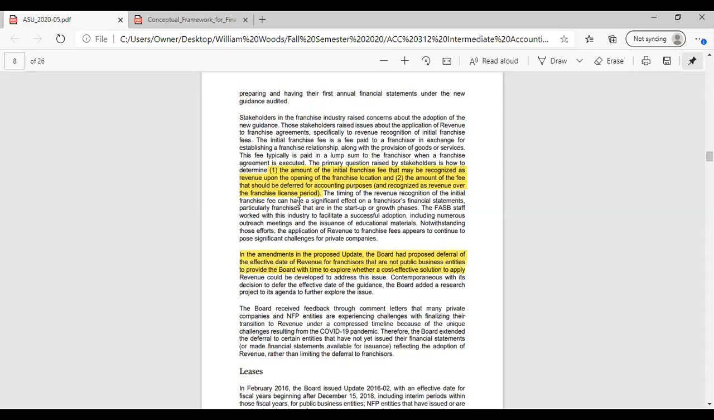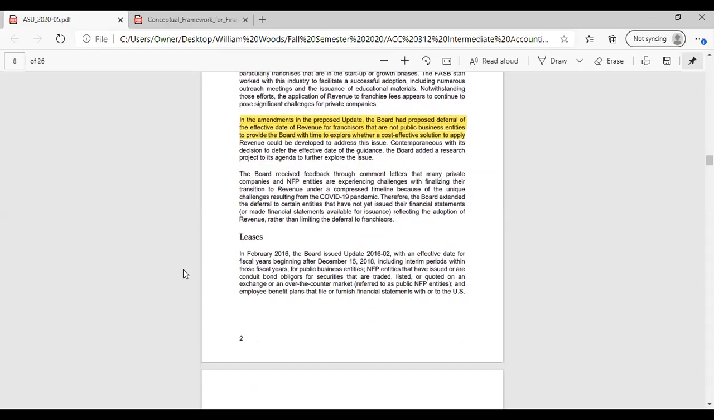So that's what it's showing here. And so the primary question raised by stakeholders is how to record the franchise fees and franchise revenues. The amendments in the proposed update, the board had proposed deferral of the effective date of revenue for franchisors. So, essentially because of COVID, they're giving them more time to implement these updates to how we record franchise revenue.